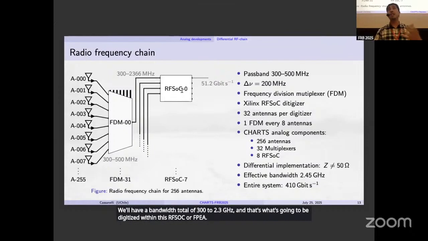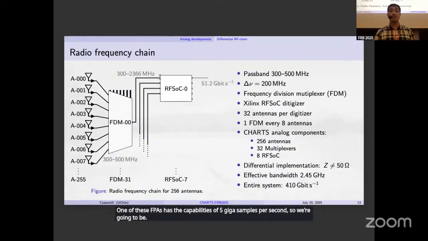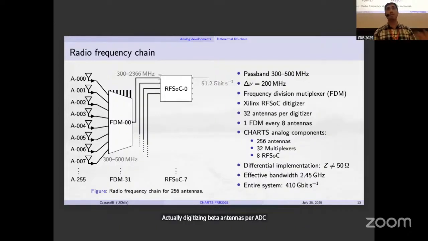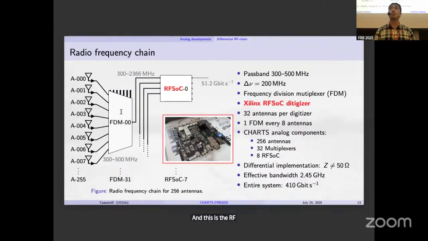One of these FPGAs has the capability of 5 gigasamples per second. So we're going to be digitizing 8 antennas per ADC. That means 32 antennas per single FPGA. So that's very convenient for us. To complete the entire array, we'll need 8 FPGAs. And with 8 FPGAs, we'll have 256 elements of the radio interferometer. So that's one of the key concepts of this array, this FDM or frequency division multiplexer. And this is the RFSoC model that we're using, which is a smaller version of it, and even has some academic discount.